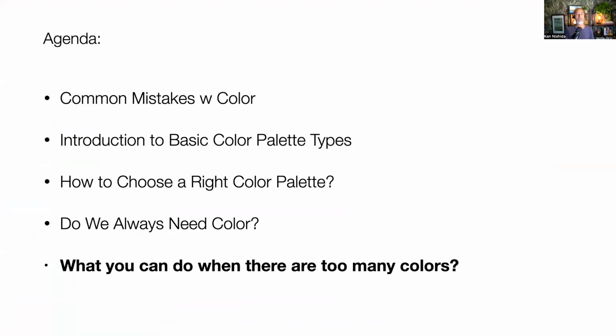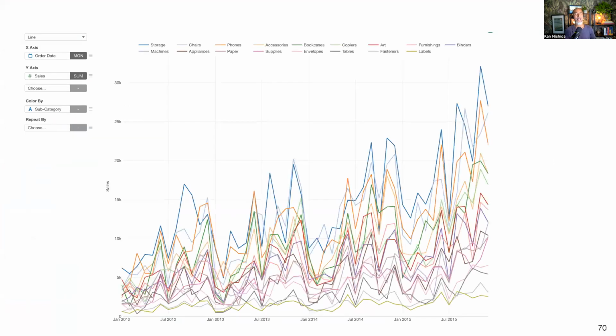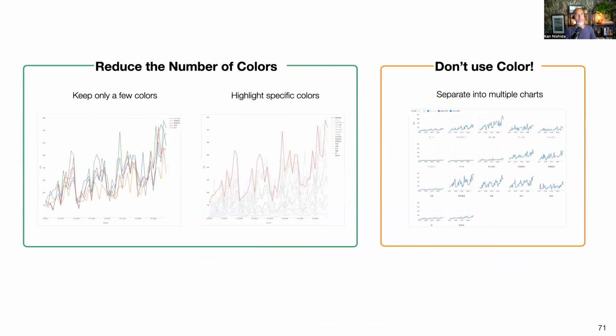What can you do when there are too many colors? This actually happens a lot. So when this one is a sales history trend for all these product categories or something, there are too many colors going on. I have no idea what's going on, right? It's almost like this is too much information, so it's almost like no information. So there are a couple of things you can do.